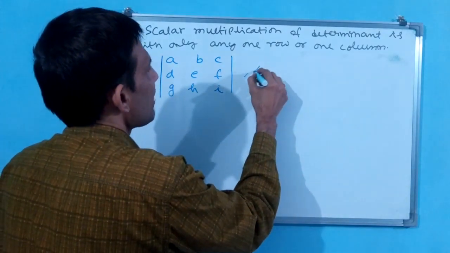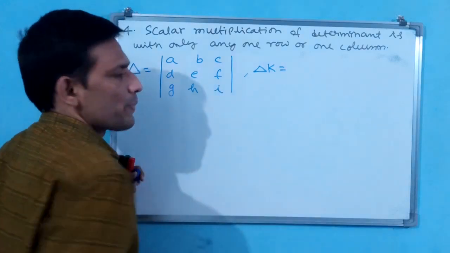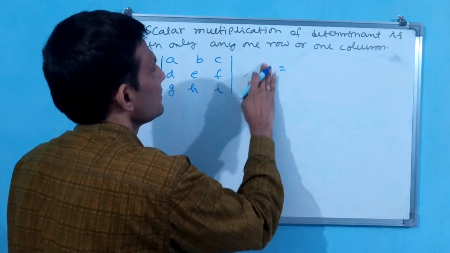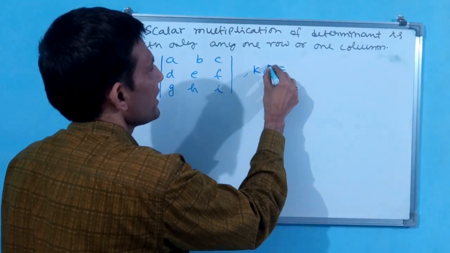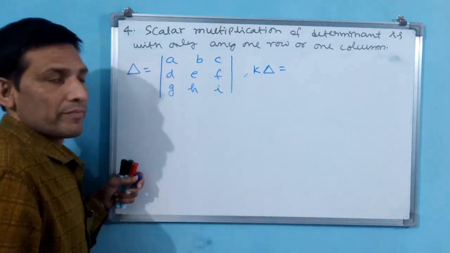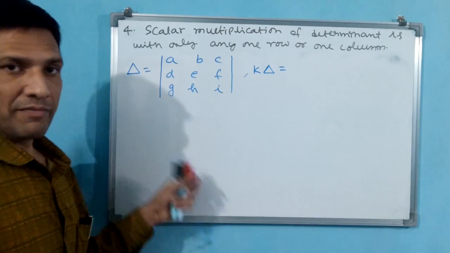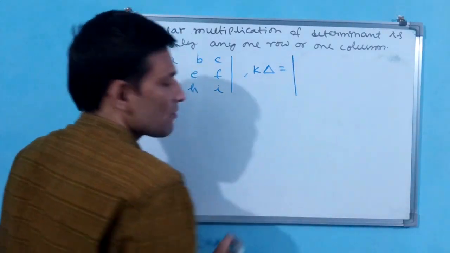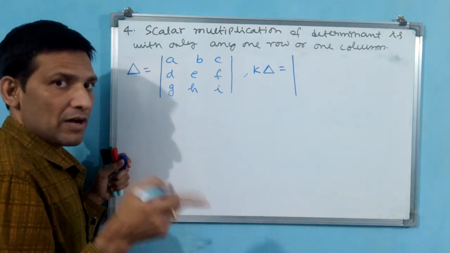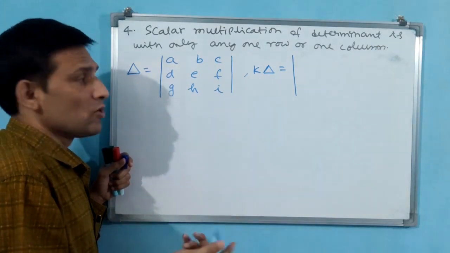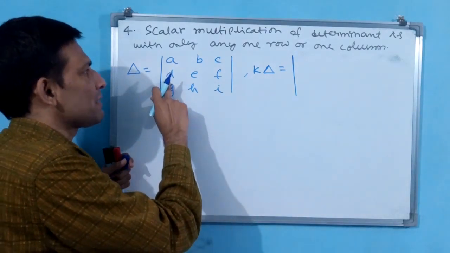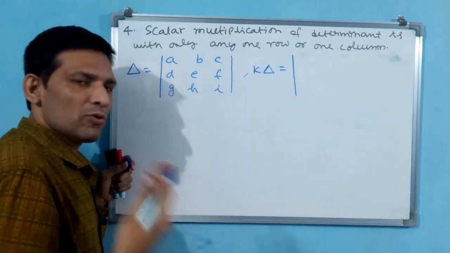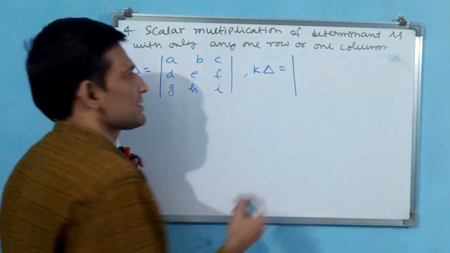Now I am writing K delta, the multiplication of a determinant with any scalar. This is scalar multiplication. Earlier we multiplied one column. Now we will multiply with one row, the second row. Why? Because we will make some experiments.